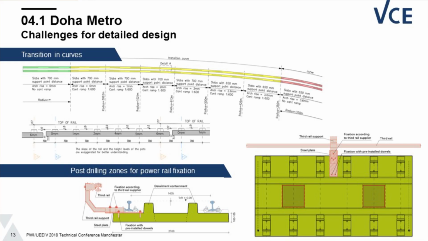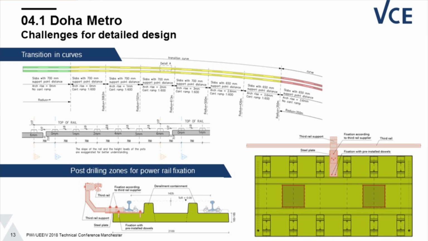How do we solve special problems? For example, the transition between a straight and a curved section. We developed several transition slabs to follow this transition curve. So these are different slabs to construct the cant in the ramp, and also to come, for example, from a straight line to a radius of 350 meters.